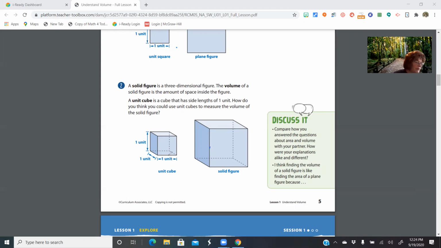How do you think you could use unit cubes to measure the volume of the solid figure? Well, what you could do is if you had a solid figure like this, and you wanted to fill it with unit cubes, you can count how many unit cubes it takes. You can fill this up with unit cubes, and you can count how many unit cubes it took to fill the box up. So we will say it that way. Well, I need a capital Y because we start every sentence, even in math, with a capital letter.